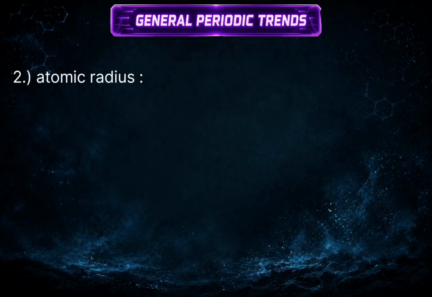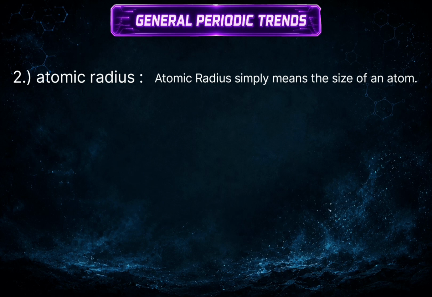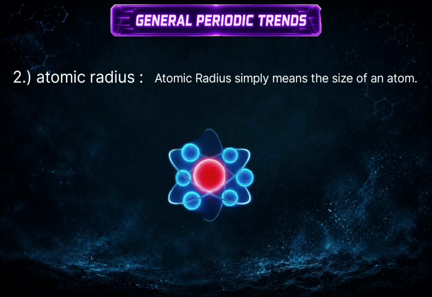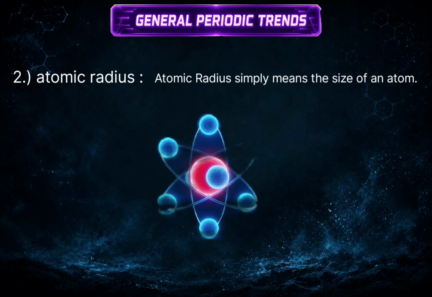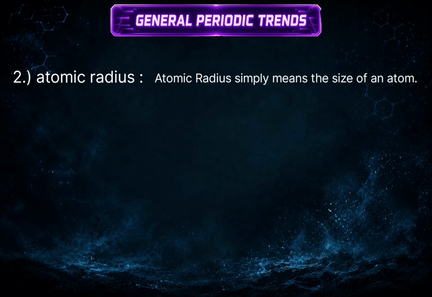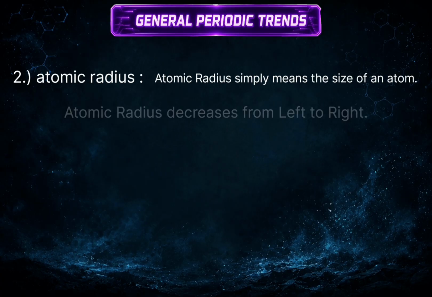Now let's move to our second trend. Atomic radius simply means the size of an atom. Many students think atoms become bigger as we move from left to right, but that's actually the opposite. Even though electrons are being added, they are entering the same energy level. At the same time, the nucleus keeps gaining more protons. More protons create a stronger attraction that pulls the electrons closer, so the atom becomes smaller and smaller. That's why atomic radius decreases from left to right.